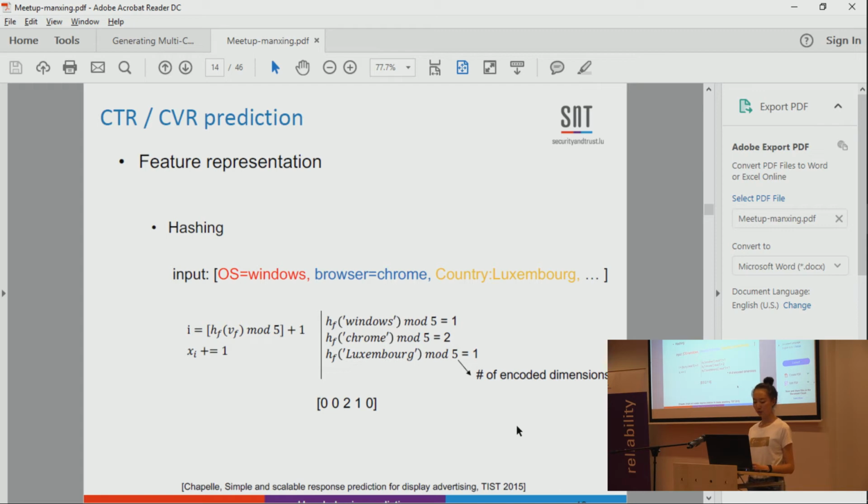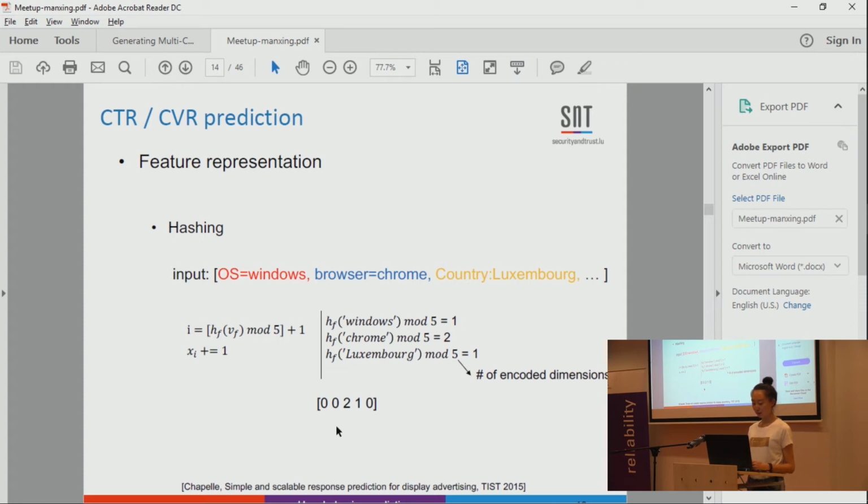Another way to transform or to encode the categorical features is called hashing. In this way, we first define the encoded dimension. In this case, we can say the encoded dimension is 5, and we take a hashing function to transform the text into an integer. And we take a modulo operation between the hashed integer and the encoded dimension, and we use the remainder as the index for the encoded vector.